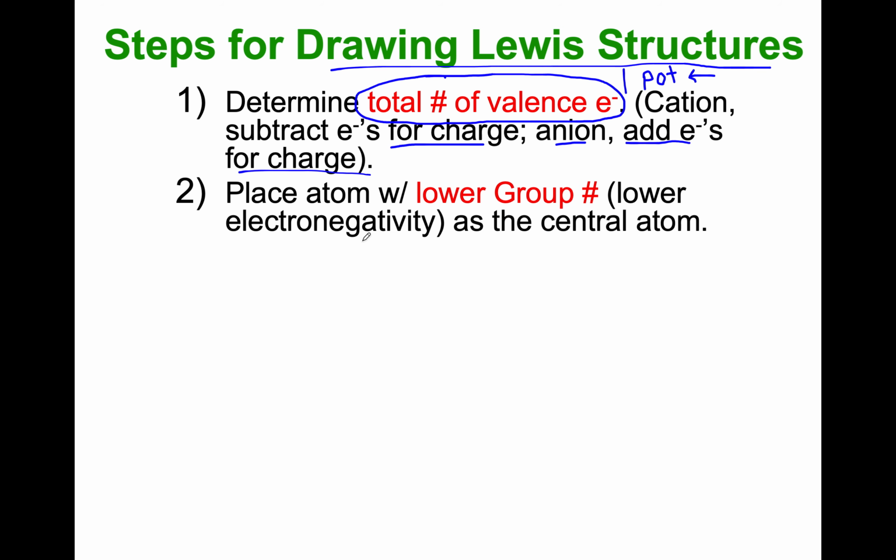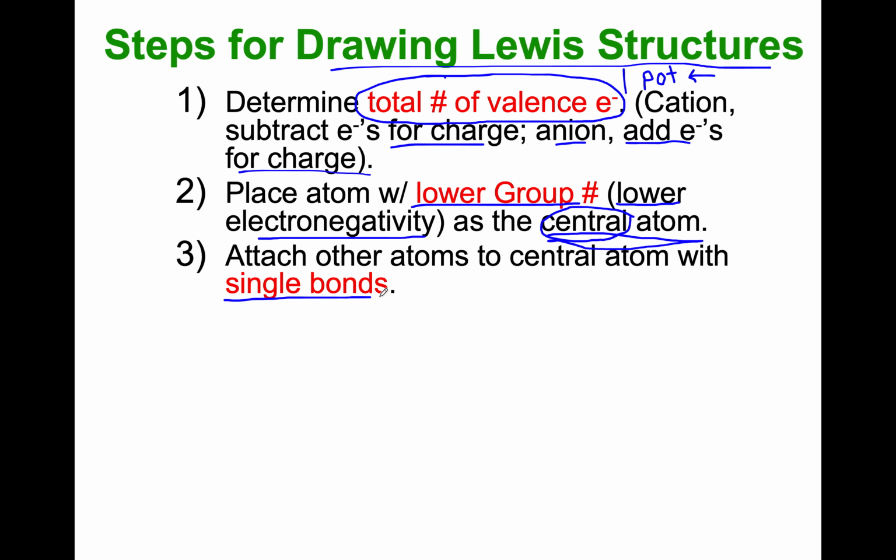Second thing you need to do is you need a central atom. Okay, so that will be the lower group number. And actually, we'll talk about this later in the chapter. The best way to look at it is in terms of electronegativity. So think about that later when we get to electronegativity. If it has low electronegativity, it should be the central atom. Remember, hydrogen can only form one bond, so hydrogen will never be a central atom. It's always a terminal atom or one on the outside.